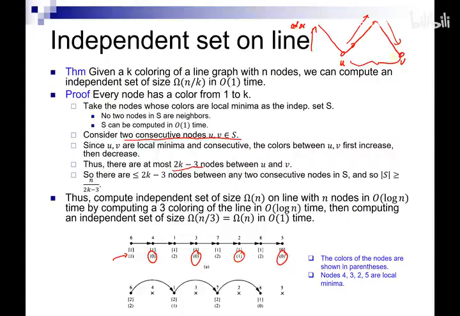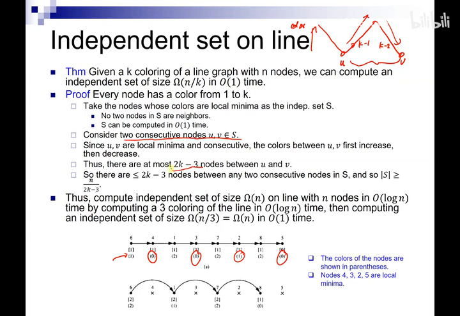Because all of these colors are different, this guy is using a color, and so here there can be at most k minus 1 other colors, and then in the decreasing part there can be at most k minus 2 other colors. So altogether there can be at most 2k minus 3 nodes between U and V. All of the nodes between U and V first have to increase in color, so there are at most k minus 1 of these nodes, and then they have to decrease in color, so there are at most k minus 2 of those nodes.